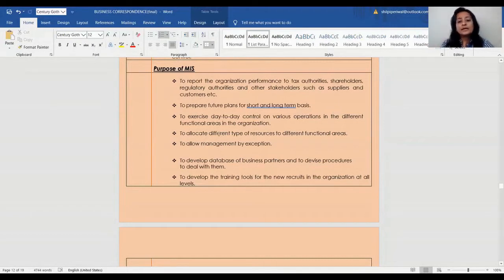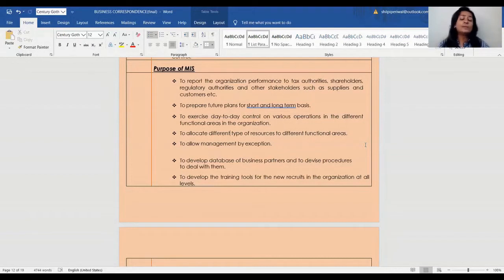Then it is to allocate different types of resources to different functional areas. This is how you plan out your resources. There are a lot of resources. There is the manpower resource, that is your human resource. Then there is your finance, and your infrastructure and all those things. So you decide what type of resources has to be given to what type of areas.